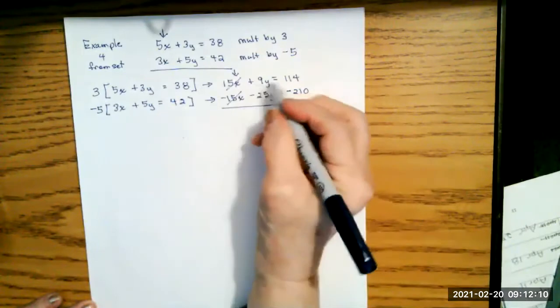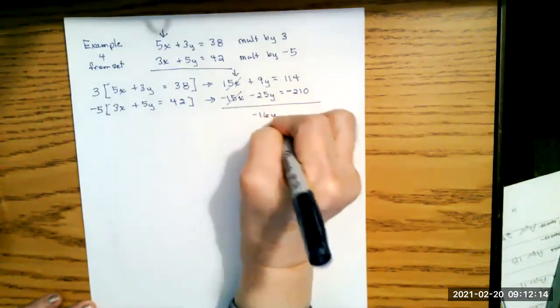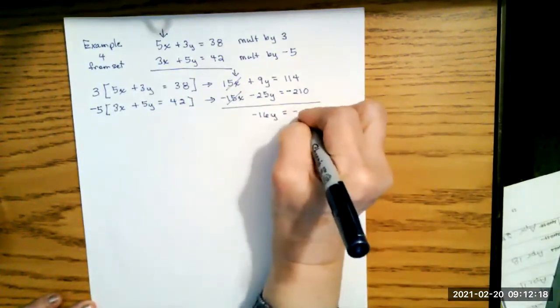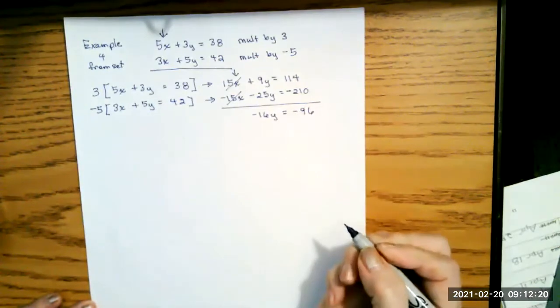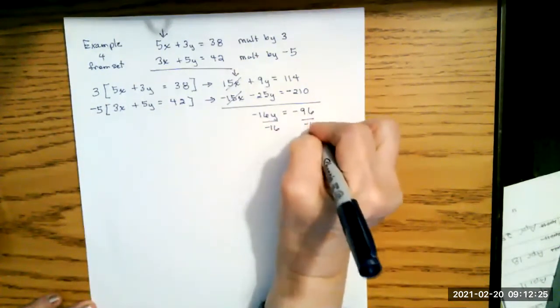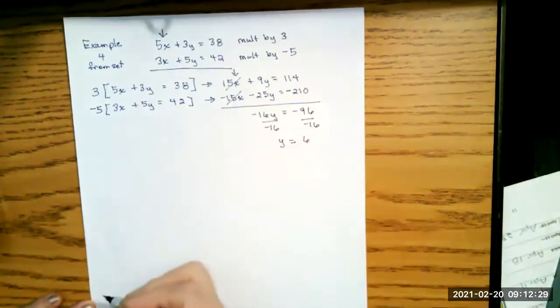I have a 9y and a -25y, which gives me a -16y. Over here I have to subtract because the signs are different, and I get -96. Dividing both sides by -16 gives me y equals 6.